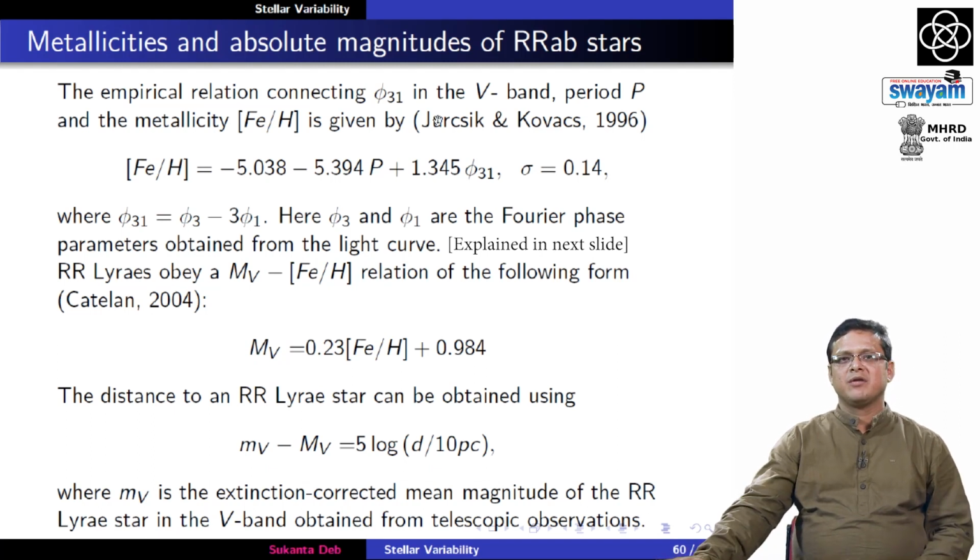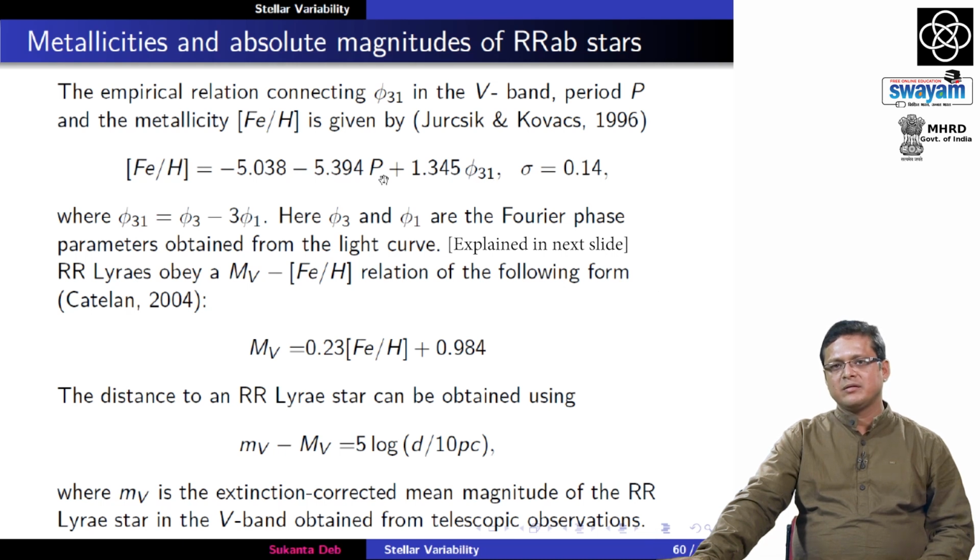The empirical relation connecting phi 3 1 in the V band, period and the metallicity is given by Fe/H = -0.5038 - 5.394 P + 1.35345 phi 3 1. This relation is an empirical relation, where the Fe/H of a large number of RR Lyrae stars are determined using spectroscopy. The periods of the stars are obtained from the light curves, and this phi 3 1 is known as the Fourier phase parameter, and it is obtained by Fourier fitting to the light curve of an RR Lyrae star.